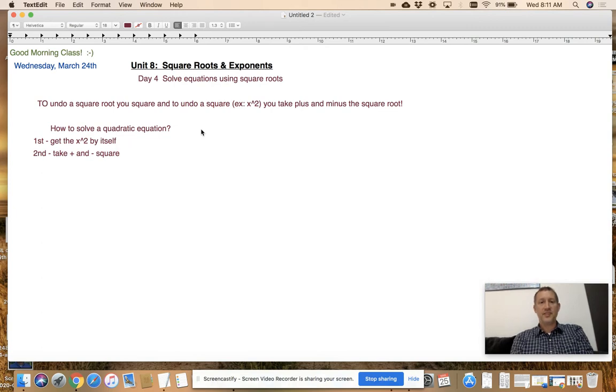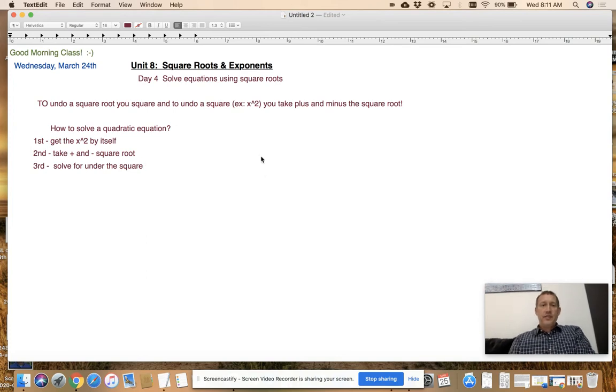Oops, not square root. The square root. Oof, I don't want that. I want a square root instead. And then the third thing, which we're not actually going to do today, is then go ahead and finish whatever is inside the square. So if the x is in parentheses, then after you take the square root, you would have to add or subtract, multiply or divide to get the variable by itself.